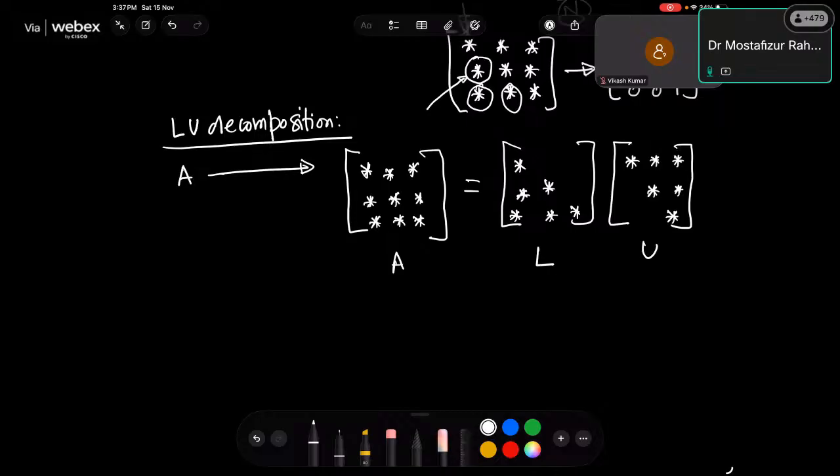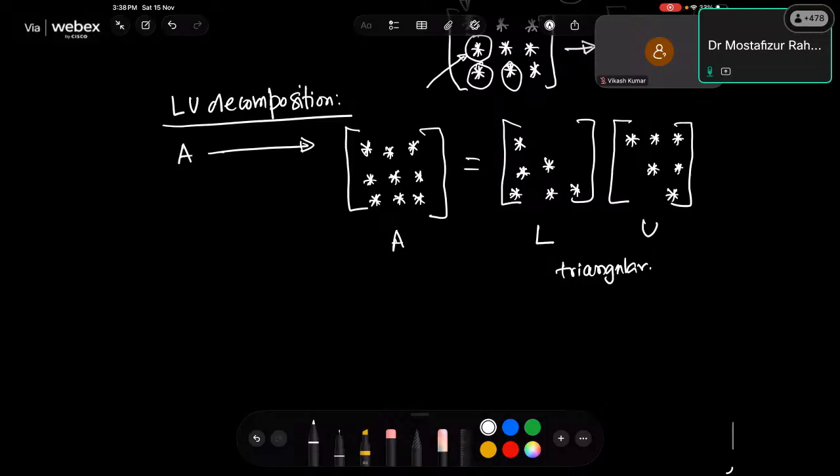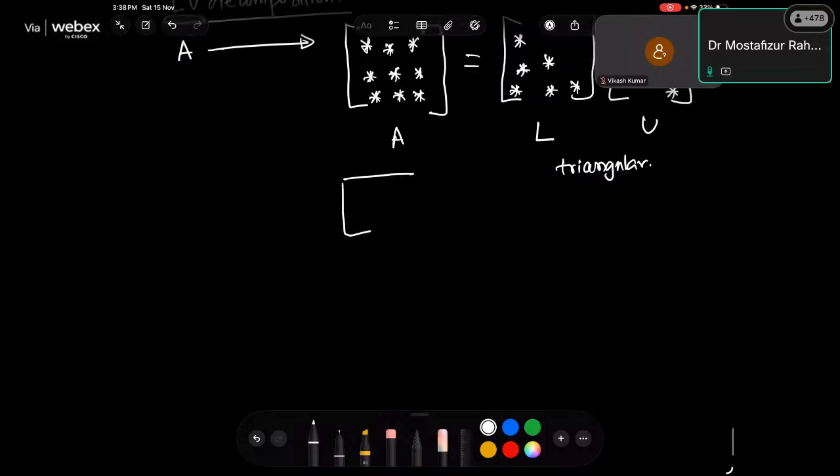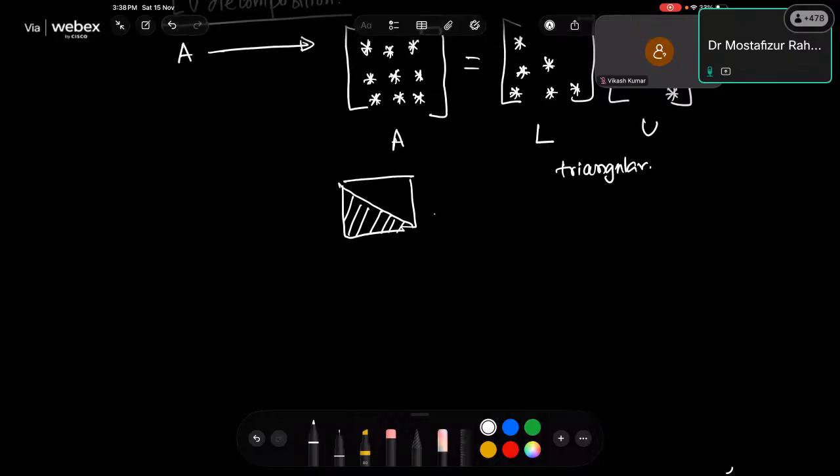Rest are 0, right? So now you can see the number of operations you need to do on L is almost half, the rest are 0. And on the U side also you need to do almost half, right? So this is just representing the matrix in lower triangular form and upper triangular form. Earlier you had a square form, so you are making a triangle from a square, meaning almost half the number of elements you need to operate on, right?